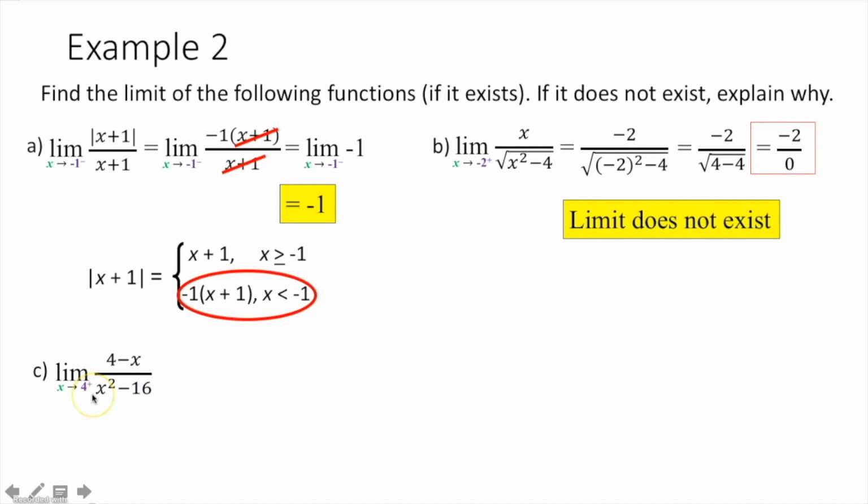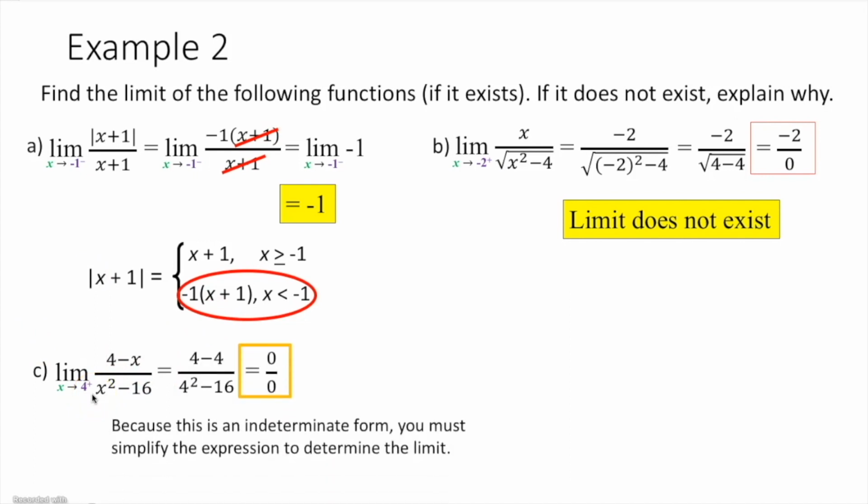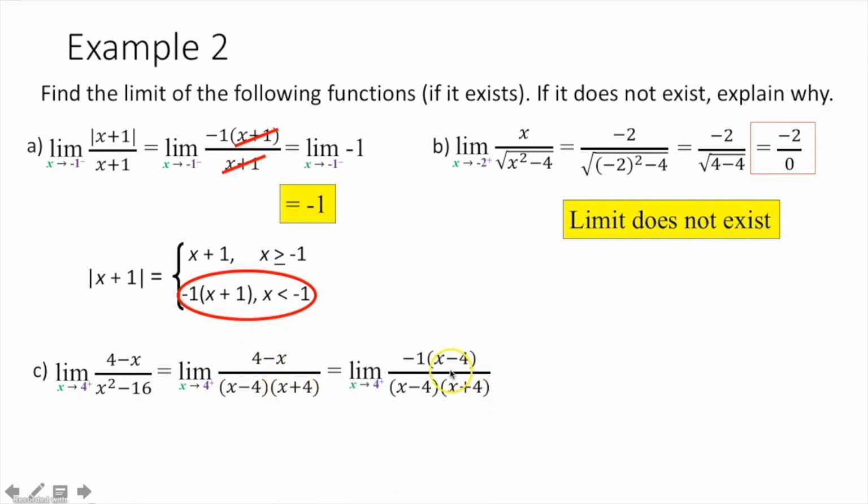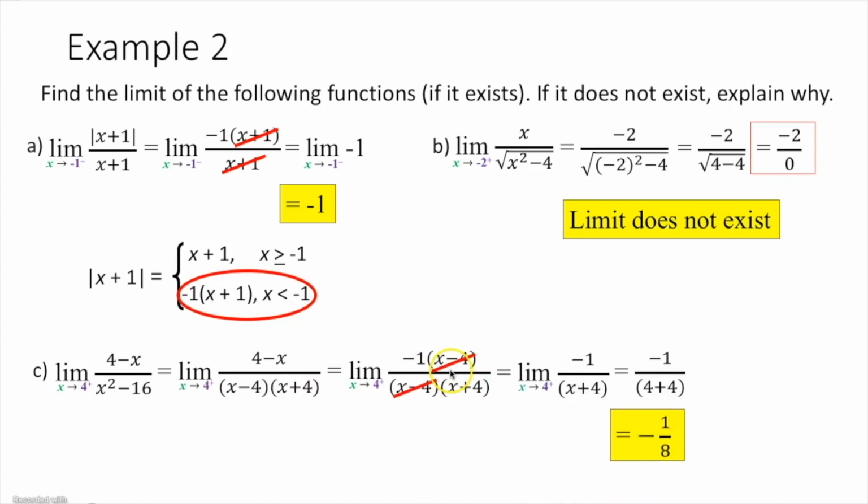Here, you always got to try to plug it in first, and you get 0 over 0. That's an indeterminate form, so you got to go back and try to factor and cancel. So here, the denominator is the difference of squares. That factors into x minus 4 times x plus 4. Now, this could be x minus 4, but you have to factor out -1. Then you can see the x minus 4's cancel out. You can then plug in your 4, and you end up getting a limit of -1 over 8.